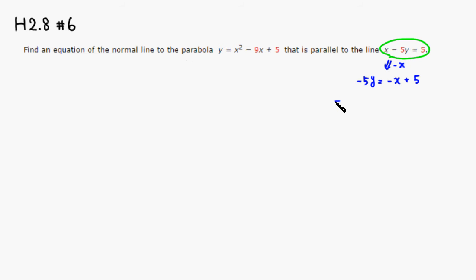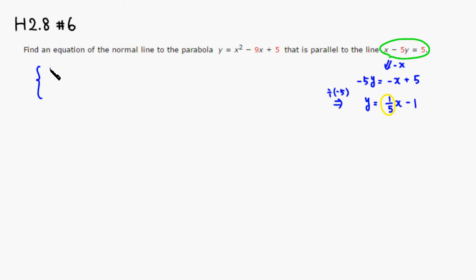Then I'm going to just divide through by negative 5. So we have y is equal to negative x divided by negative 5, which is 1 over 5, so the negative makes it positive. And 5 divided by negative 5 is negative 1. But all we want is the slope. The slope is this guy, so we already know the slope.